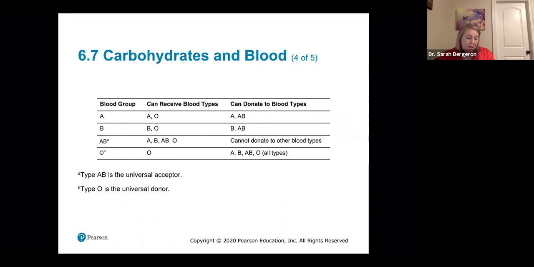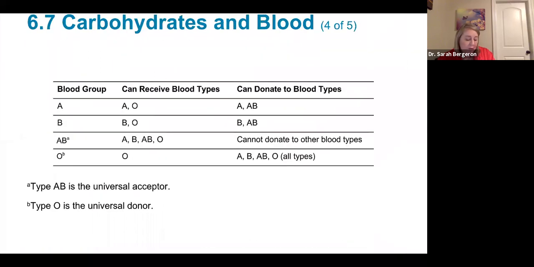Okay, so this was a nice little table they did to organize for you. They listed each of the blood groups, your A, B, AB, or O, and they tell you who you can receive from and who you can donate to. So if you're type A, you can receive from anyone who is just like you, or somebody who has the same carbohydrate set minus a piece.